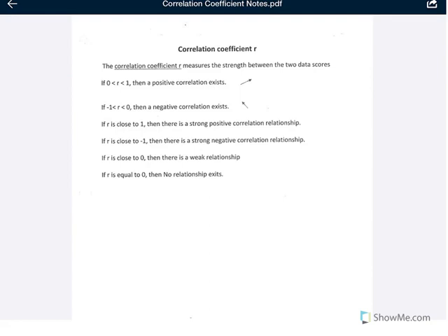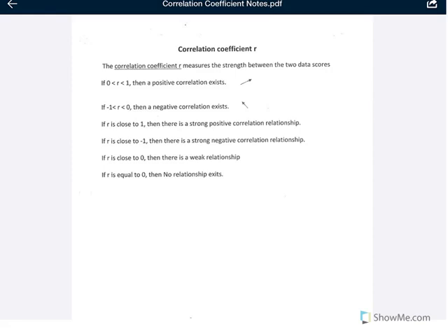We've heard of the word coefficient before. Coefficient is the number that is in front of a variable typically, but now when we combine it with correlation coefficient, we're talking about the letter R. That's the symbol that we use, and it measures the strength between two data scores. So a couple things that you have to know.